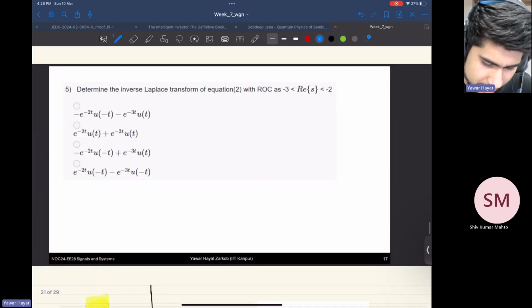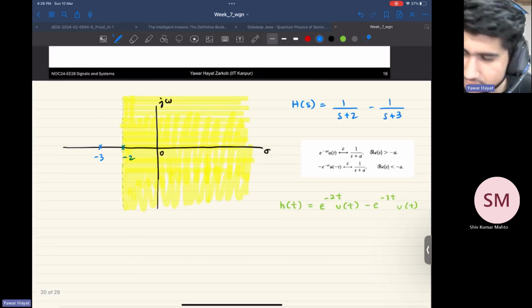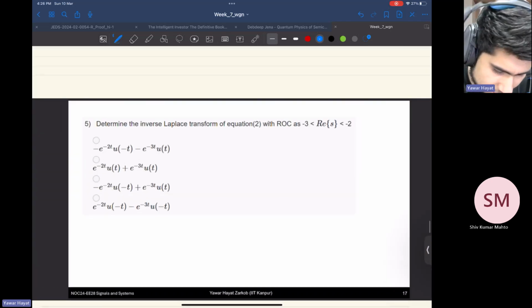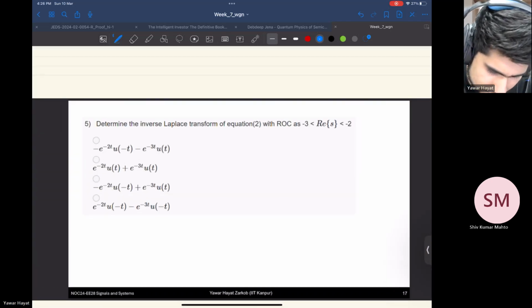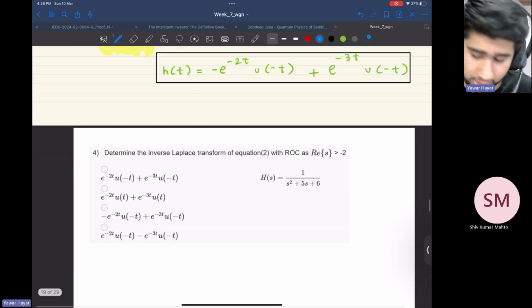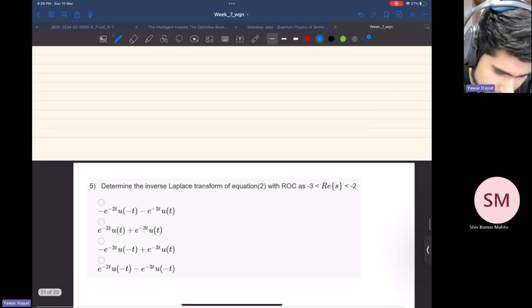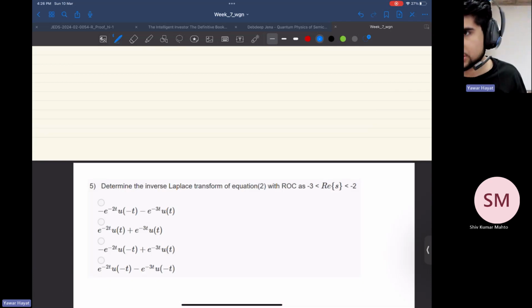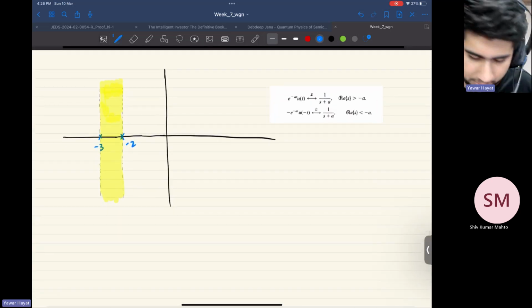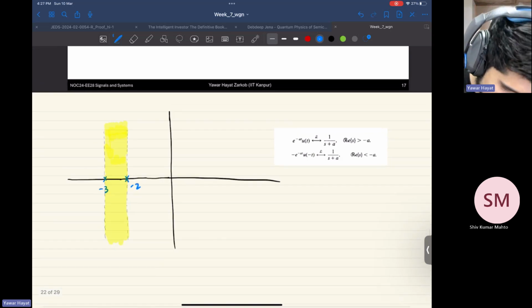Was my h of s. H of s would be same, right? Because I can again convert that h of s that was asked in question 3 to this one, right? So these three questions were same. Only thing was at three different ROCs. This one is actually bounded between poles. The ROC that is bounded between poles.